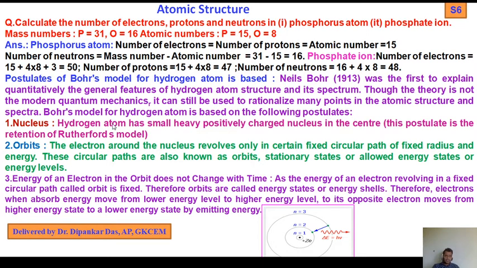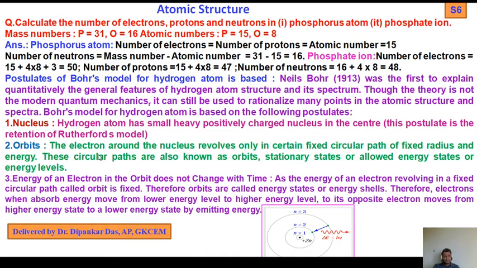The hydrogen atom has a small, heavy, positively charged nucleus in the center. As you know from Rutherford's experiments, he told us that there is a huge empty space, which is why most of the alpha particles did not deflect. So the hydrogen atom has a small, heavy, positively charged nucleus in the center. This postulate is the retention of Rutherford's model. That means Bohr also said the same thing about the nucleus.